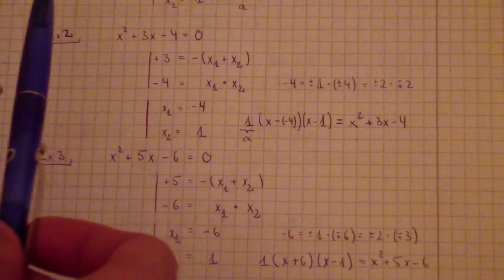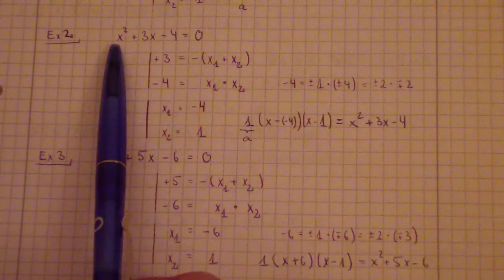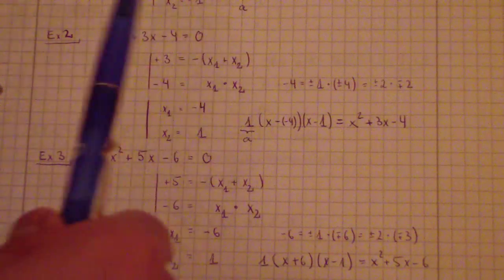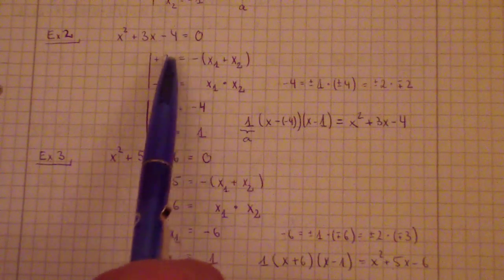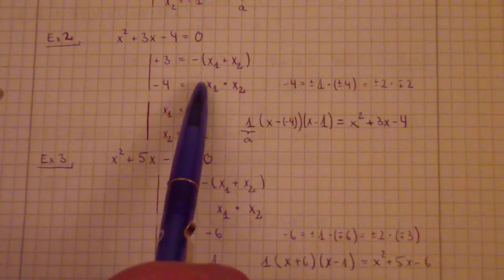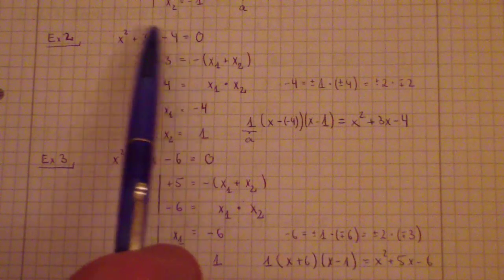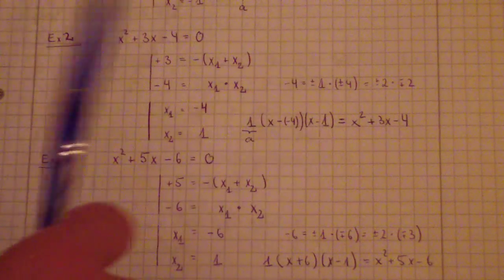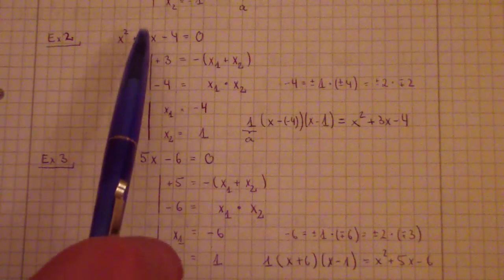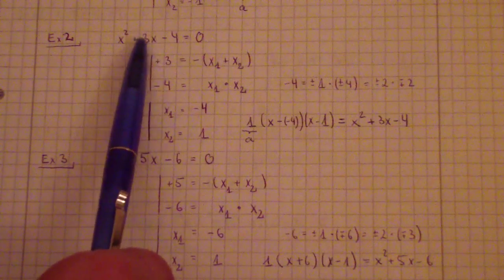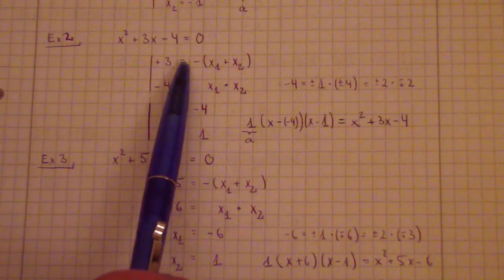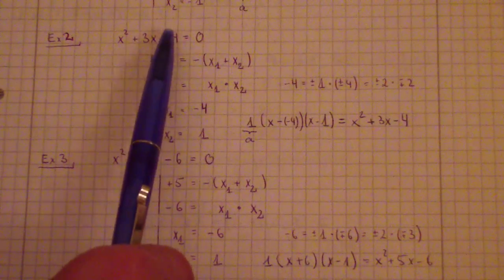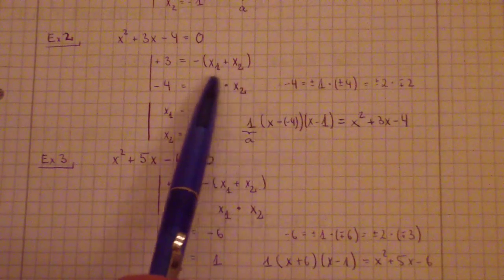Now let's start with the next quadratic equation: x squared plus 3x minus 4 equals 0. What do we actually do here? First of all, you see that the quadratic coefficient is 1. Remember that, we will need that later on. Now let's look at the coefficients. We have plus 3 here, and we know this has to be the negative of the sum of the solutions. And we know that the minus 4 has to be the product of both solutions.